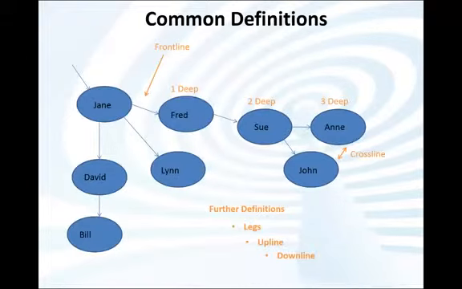Finally, there is upline and downline. In this diagram, the common upline to everyone is Jane. Sue has 2 downlines, Anne and John. On the other side of the diagram, Bill is downline to David. If you're completely new to this type of referral marketing, it makes sense to learn these simple definitions.